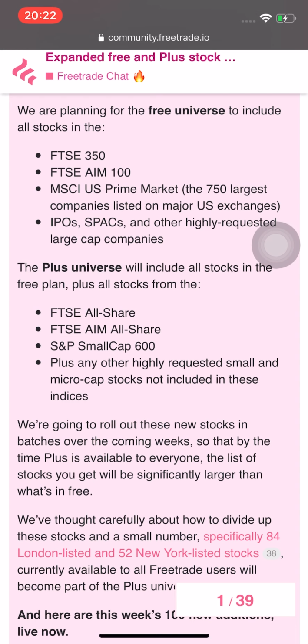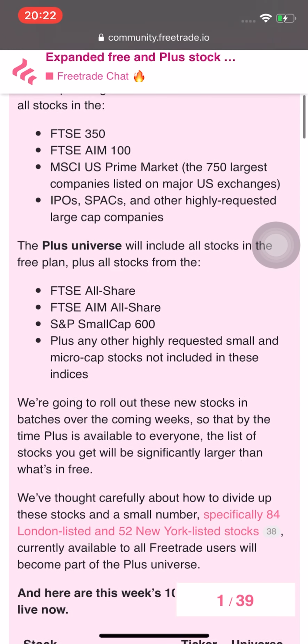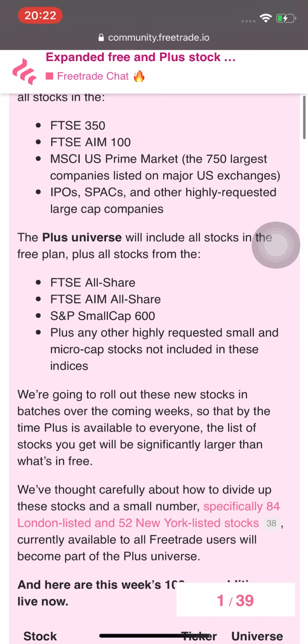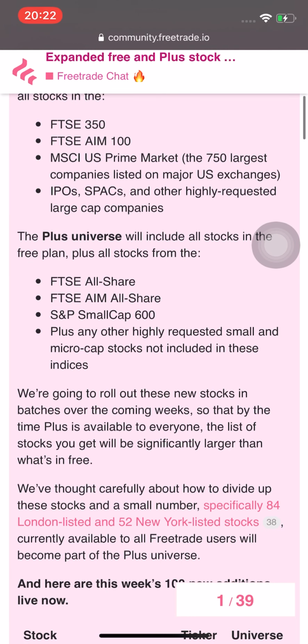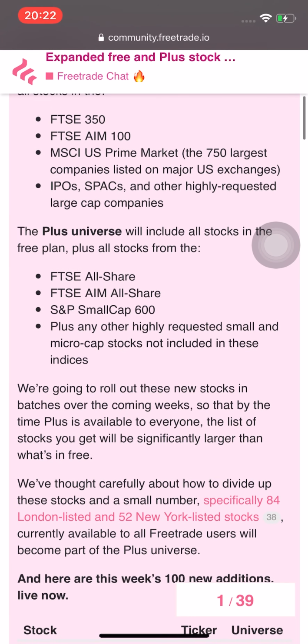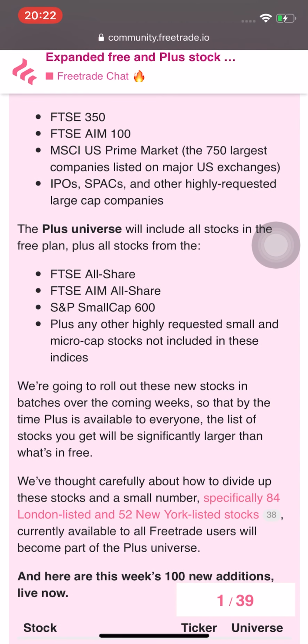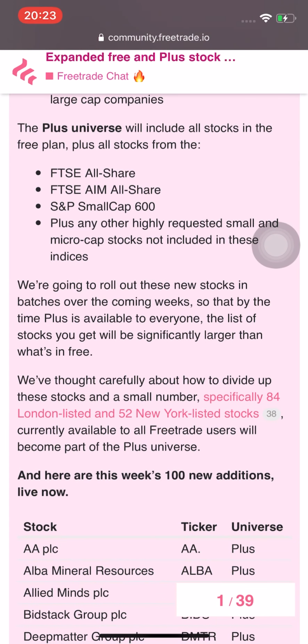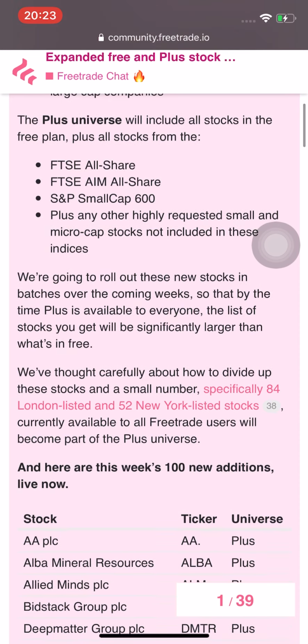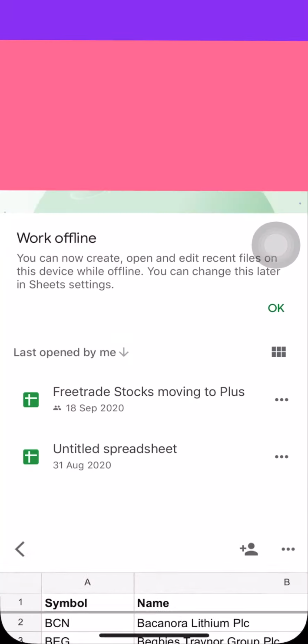So it does look like they're going to be getting quite a lot of additional stocks in the plus account, which I think is great, that they're adding more stocks, but I don't see the point of a paywall. Anyway, what gets really interesting right now is the fact that they are moving some of those already existing stocks in the free plan away and putting a paywall behind them. So there are currently 84 London listed stocks and 52 New York listed stocks. So let's dive into this anyway.